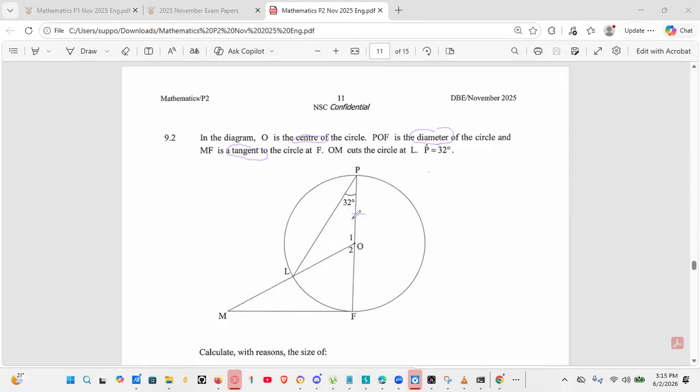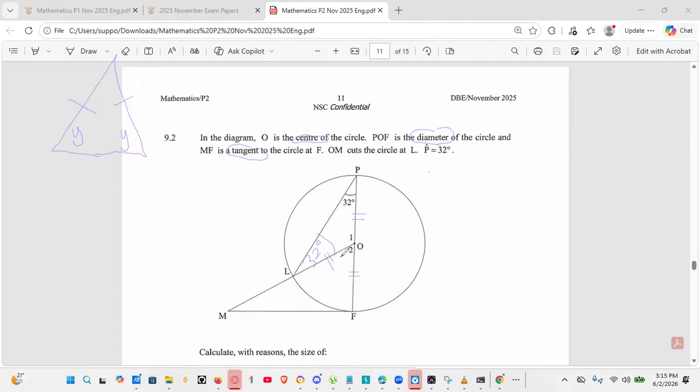So since that's the center, these are all going to be radii. So OP, OL, and OS are all equal. Therefore, OLP is an isosceles triangle. An isosceles triangle always has equal base angles. So that's an important fact that a lot of learners forget across all grades, and it does impact how they answer their geometry questions. So angles opposite equal sides, or conversely, sides opposite equal angles, those are important.